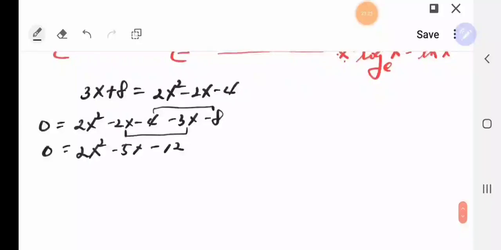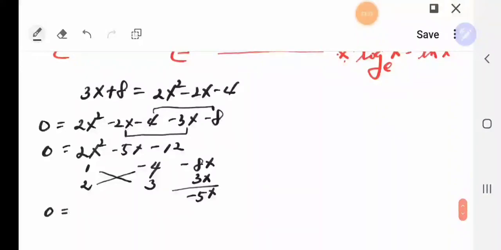Then can we factor this trinomial on the right side of the equation? Okay, let's try. So this is 1 times 12, 2 times 6, 3 times 4, 4 times 3. And then put the negative sign on the larger side. So this is negative 8x. This product is 3x. The sum is negative 5x. And this is the same as the second term. So yes, this trinomial is the product of x minus 4 times 2x plus 3.